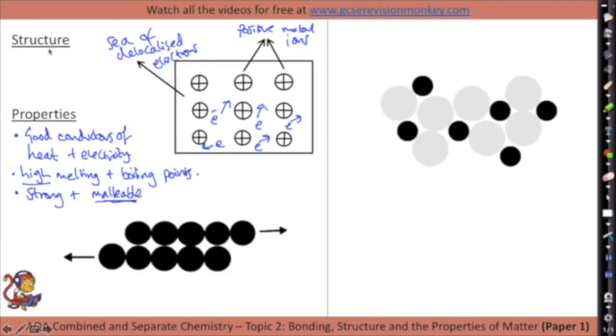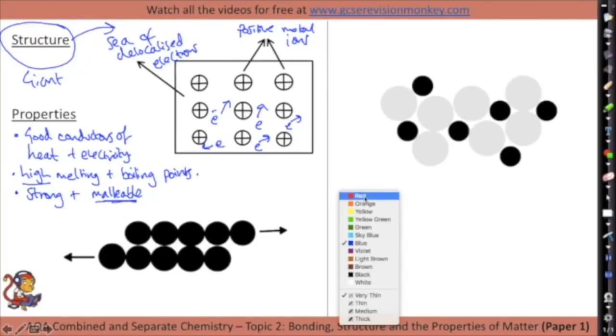So when you're asked about the structure in the exam, you need to be talking about this part, the sea of delocalized electrons and the positive metal ions in a regular structure, the fact that it forms a giant structure, and the properties: conductors of heat, electricity, the melting and boiling points, and the fact they are strong and malleable.